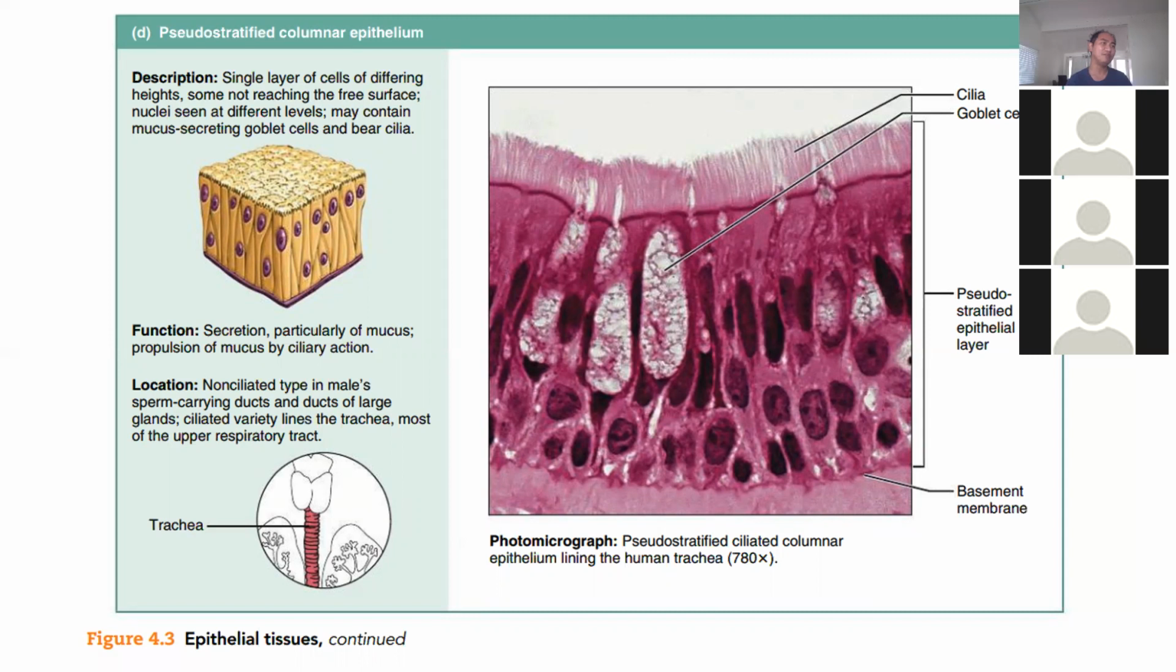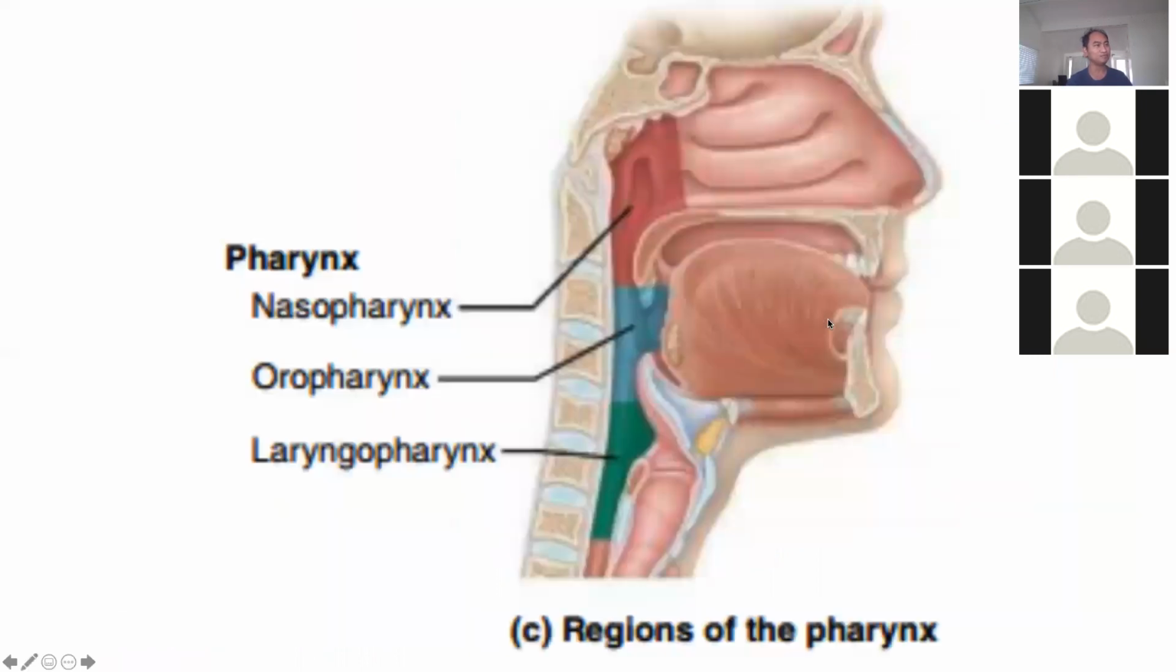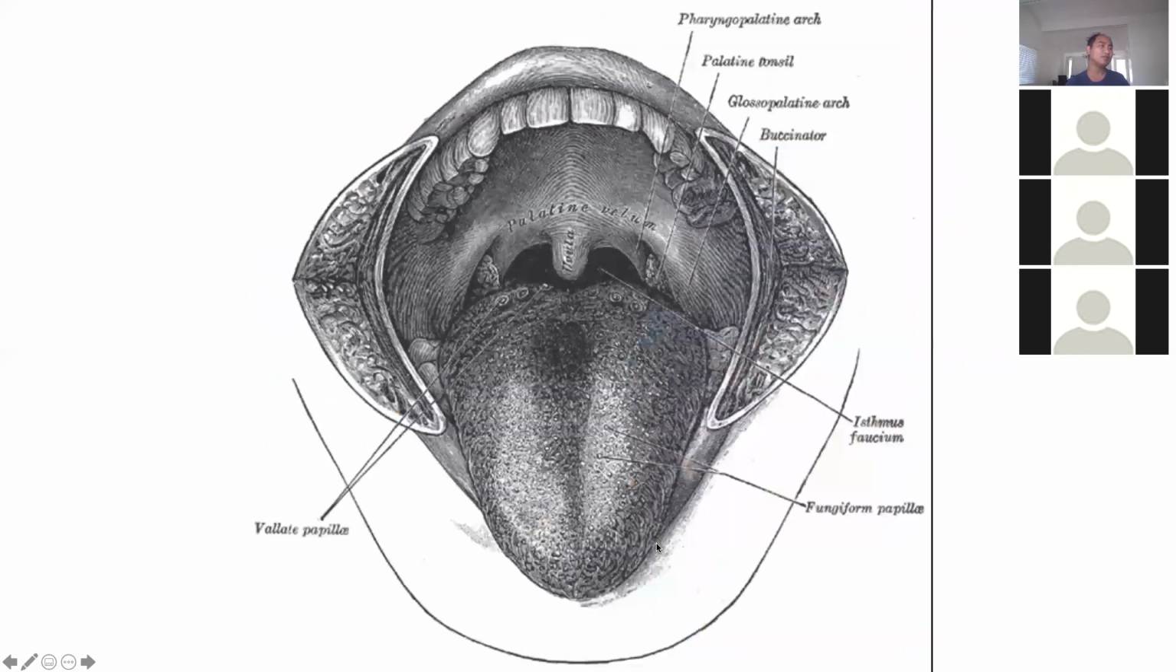It is a lovely structure. So let me show you the nasopharynx, oropharynx, and laryngopharynx. The laryngopharynx leads to the larynx, and the larynx becomes the trachea. So, open your mouth. Let's have a look. So open your mouth.